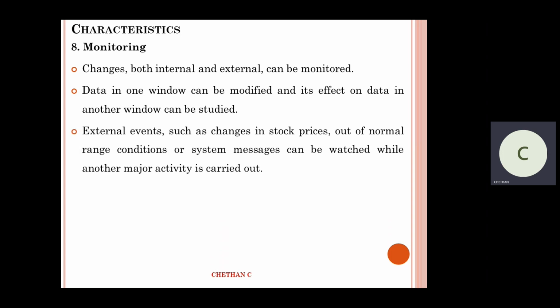Okay, external events. What are the external events? Okay, changes in stock prices. Out of normal range conditions, system messages can be watched while another major activity is carried out.